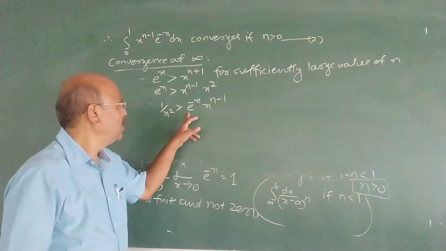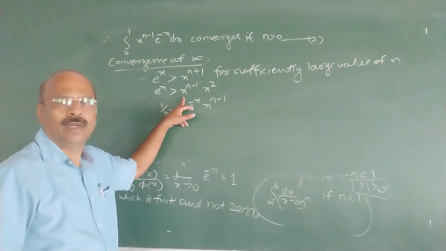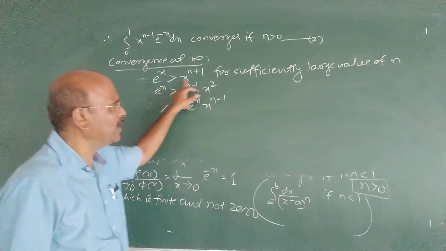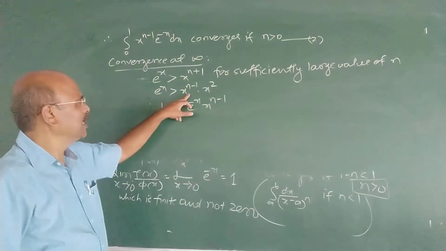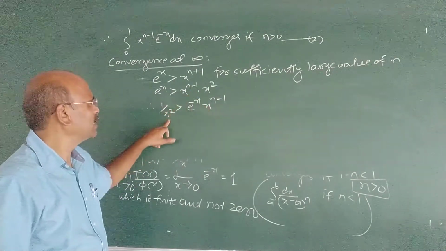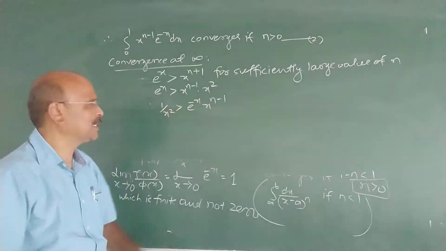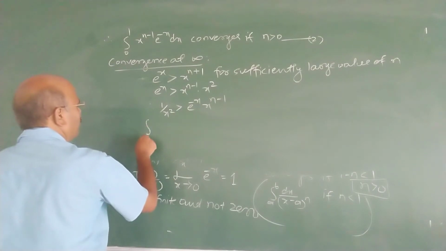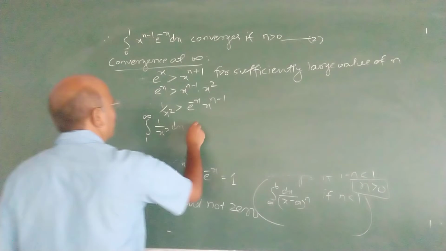I hope all of you have followed this one. Some simple rearrangement, simple mathematics. e raised to x is greater than x raised to n plus 1 for very large value of n. So e raised to x is greater than x raised to n minus 1 times x square. Transposing this, 1 upon x square is greater than e raised to minus x, x raised to n minus 1. Now, the integral 1 to infinity of 1 upon x square dx converges.